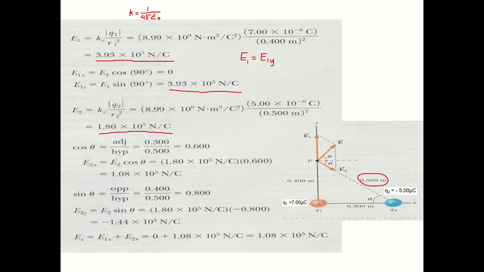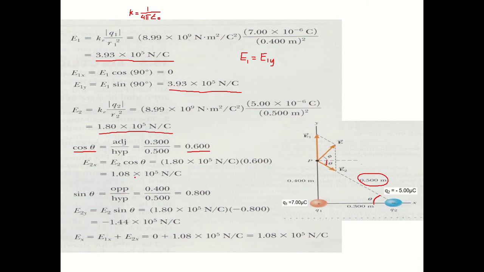Okay, so this angle theta here is just the same as this angle theta here. So we can solve for the angle theta so that we can get the horizontal and vertical component of the electric field of this charge, which is equal to E sub 2. Alright, so cosine of theta from our trigonometry: cosine of theta is adjacent over hypotenuse. So we get here 0.6.